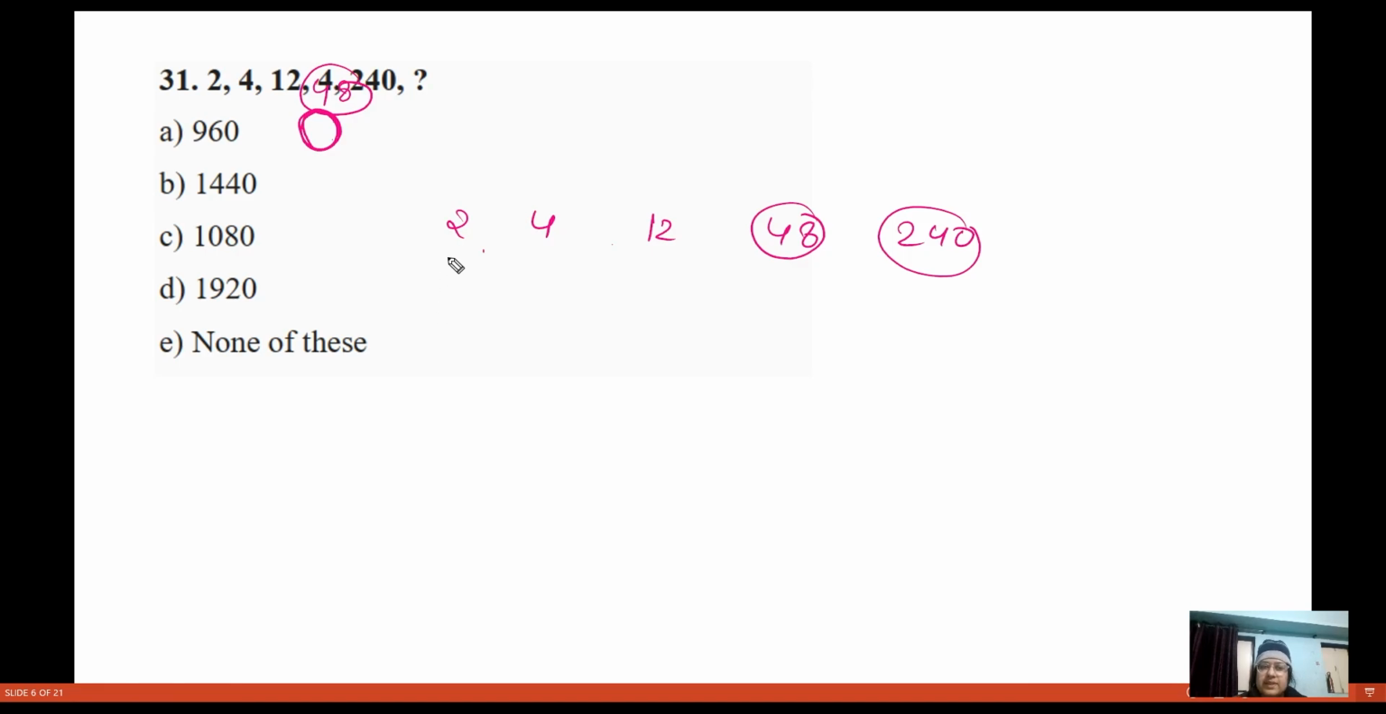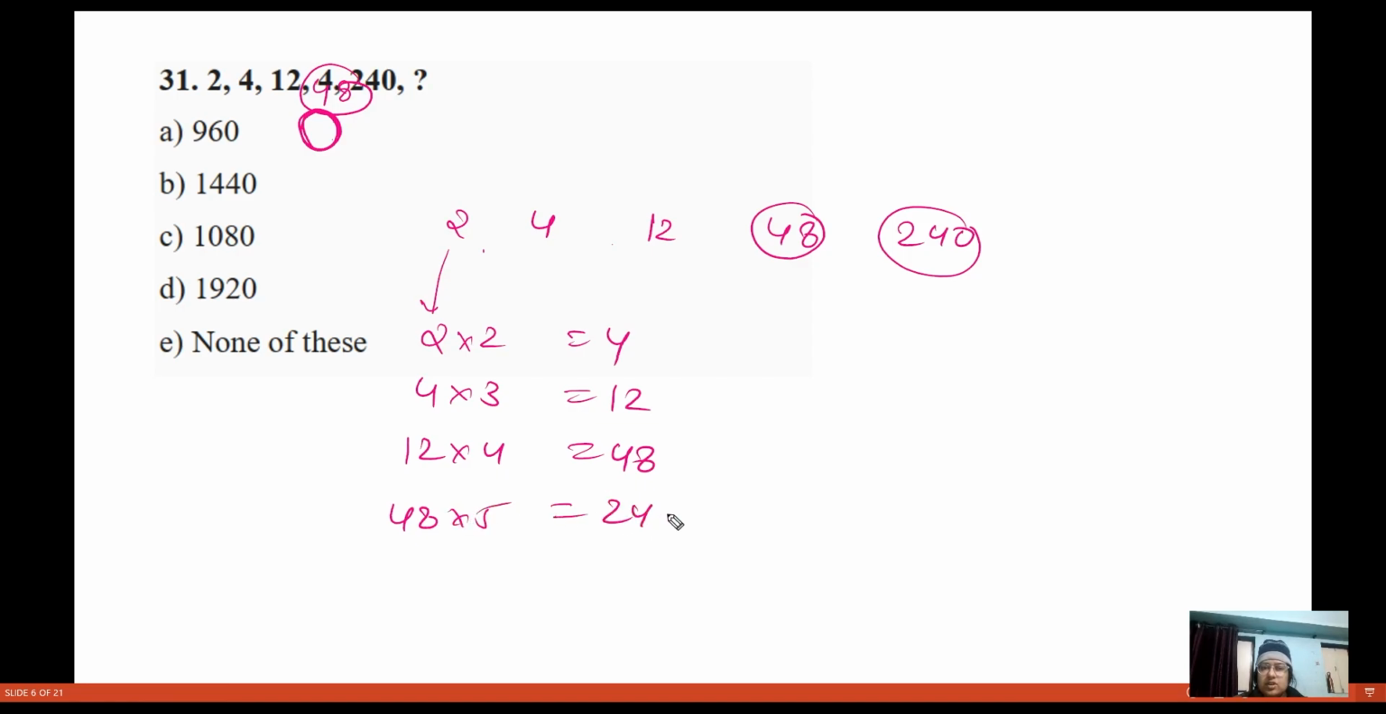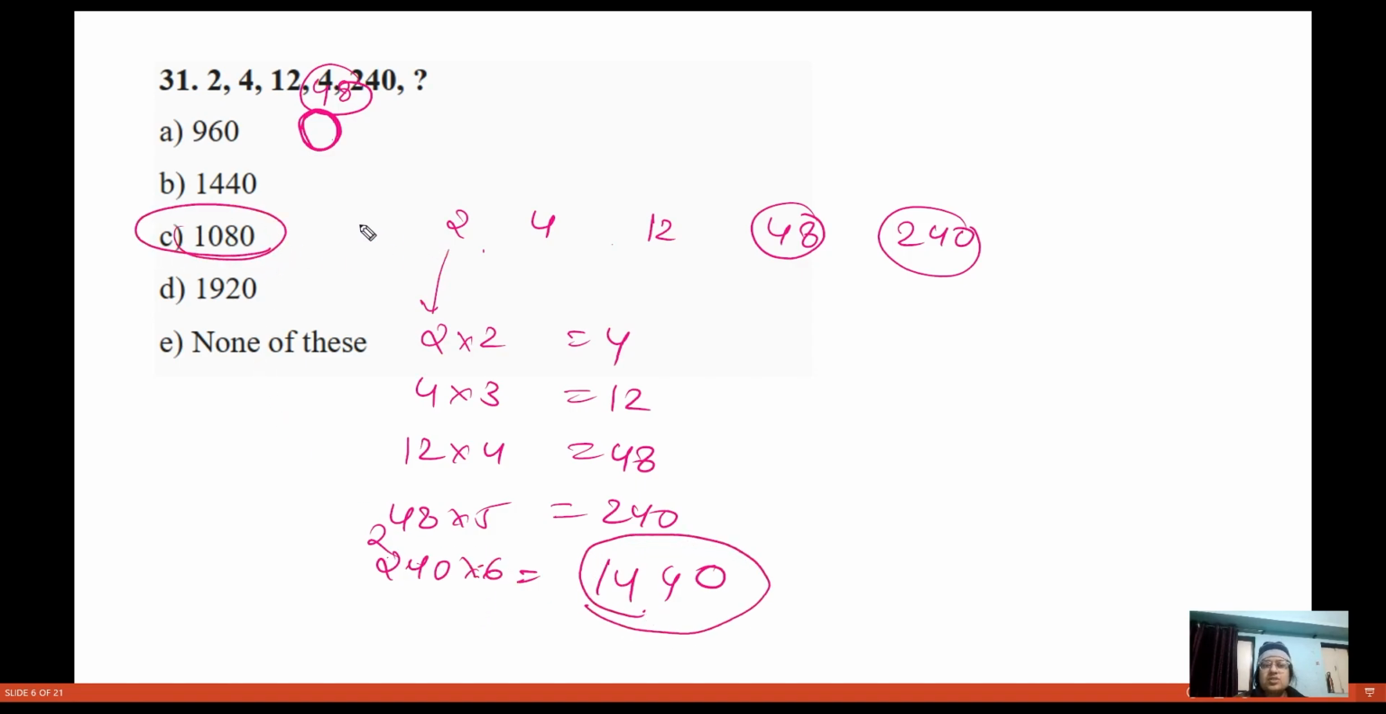So now this becomes very easy. Let's say 2. So 2 into 2 is 4. 4 into 3 is 12. 12 into 4 is 48. 48 into 5 is 240. So 240 into 6 is 60 times 6, 4 6s are 24, and this is 1440. 6 2s are 12 and this is 1440. So we get our answer.